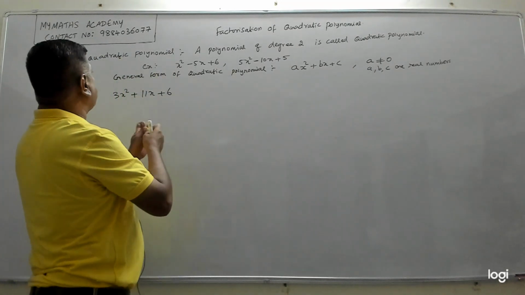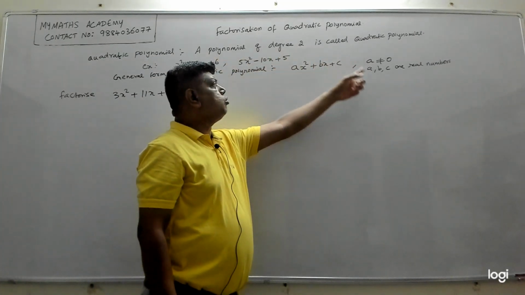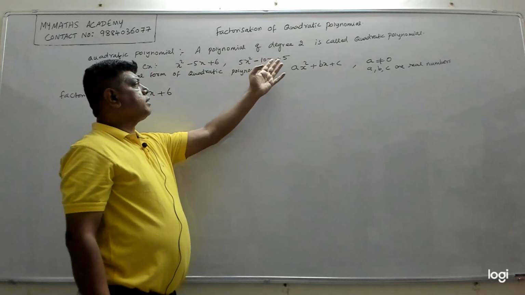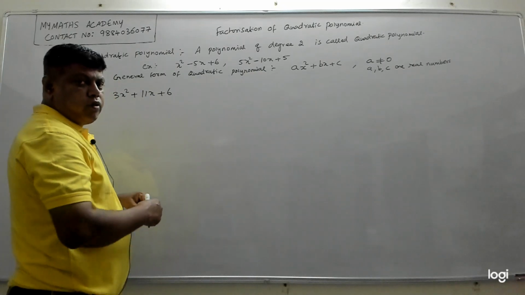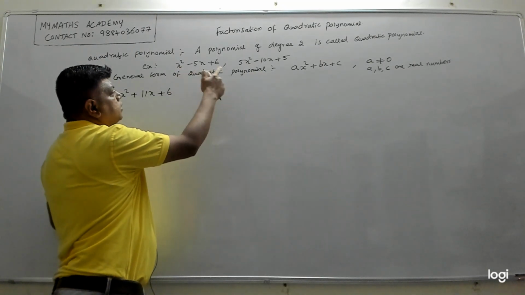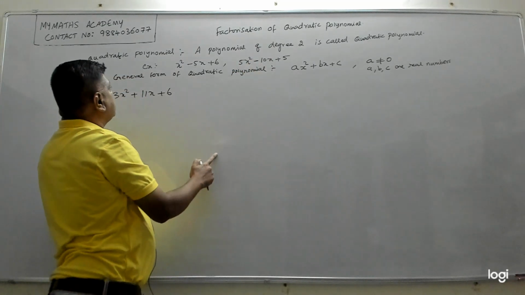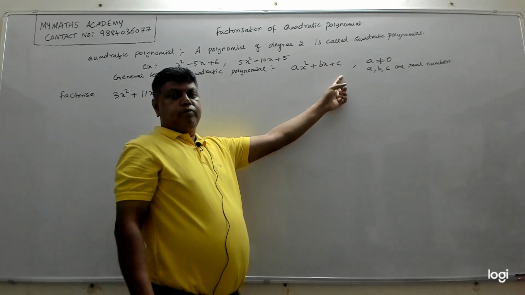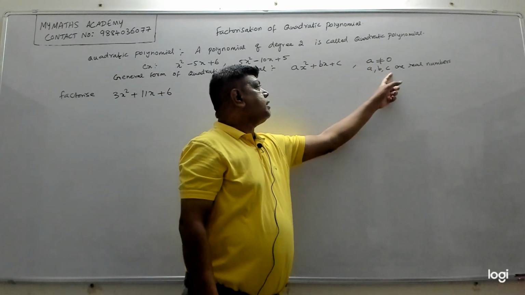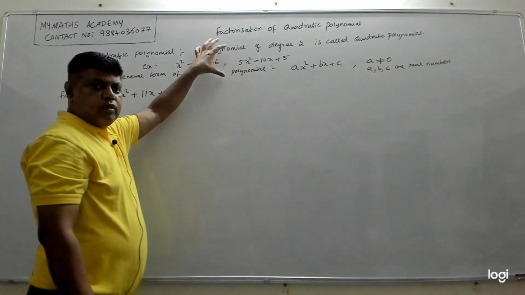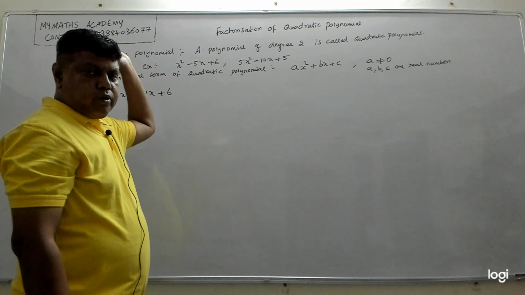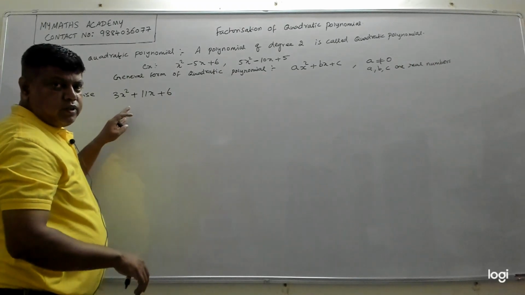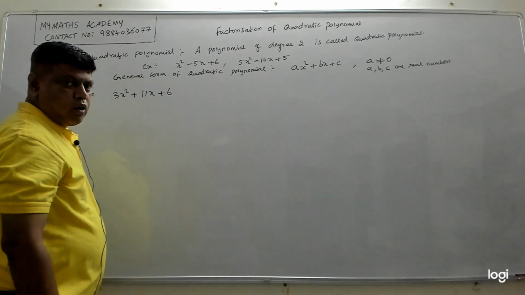So again, this is the definition. Quadratic polynomial means what? A polynomial of degree 2 is called a quadratic polynomial. The examples are x square minus 5x plus 6 or 5x square minus 10x plus 5. So we can write several examples for a quadratic polynomial. The degree is 2, the highest power of the variable. And the general form of a quadratic polynomial is ax square plus bx plus c, where a is not equal to 0, where a, b, c are real numbers. This is the definition of a quadratic polynomial, which I had told in the previous video also. Now I will teach you some more problems on how to factorize a quadratic polynomial.